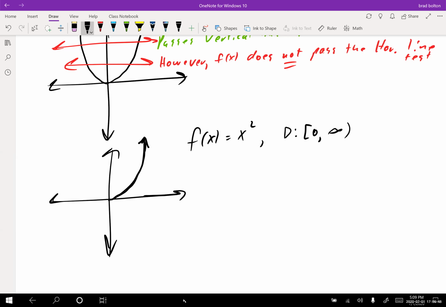So now, will this pass the horizontal line test? Sure. And will it also pass the vertical line test? Sure. So now f of x is a one-to-one function. To be a function, it has to pass the vertical line test, but to be one-to-one, it has to pass the horizontal line test. So graphically, you can look at things like that pretty quickly.